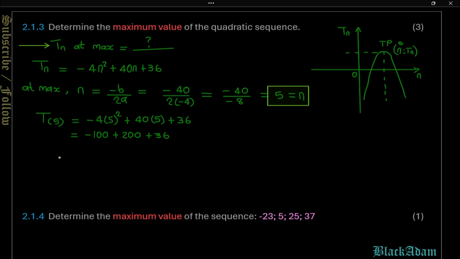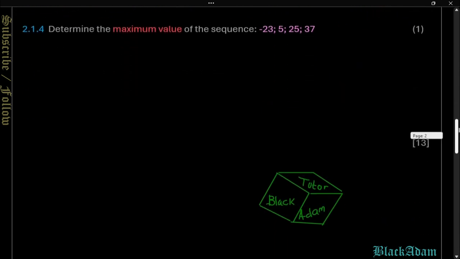So negative 100 plus 200 gives us 100, plus 36 is 136. So that's our maximum value. So that means that our maximum value is our final product. What that means is that all values will not exceed that value there. So it's the maximum height, which translates to the maximum value of the sequence. That means that's our answer, but we can interpret it as the turning point. So now we have 136 there as the value of y, and our x is 5. So now we can fill in the 136 for the y value.